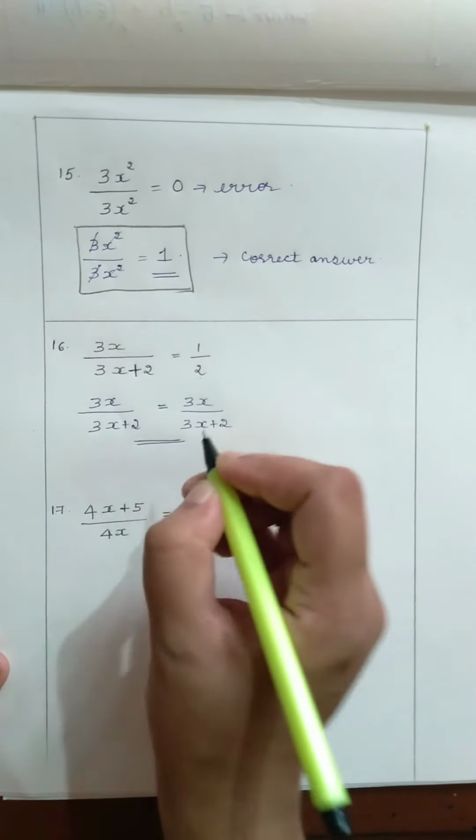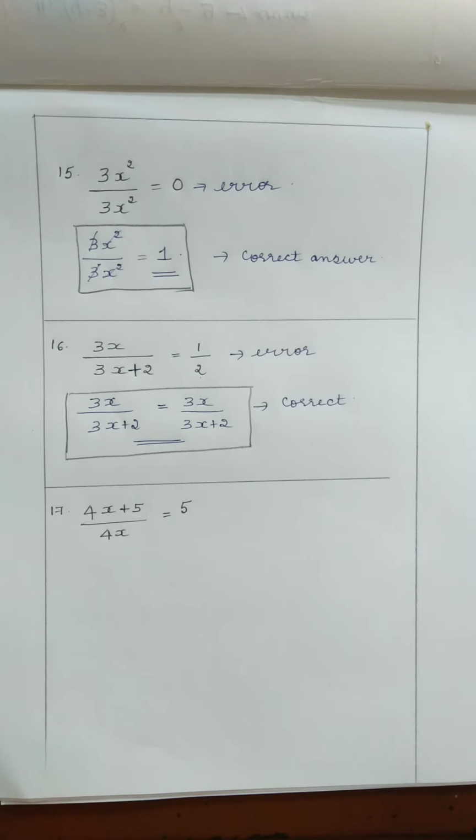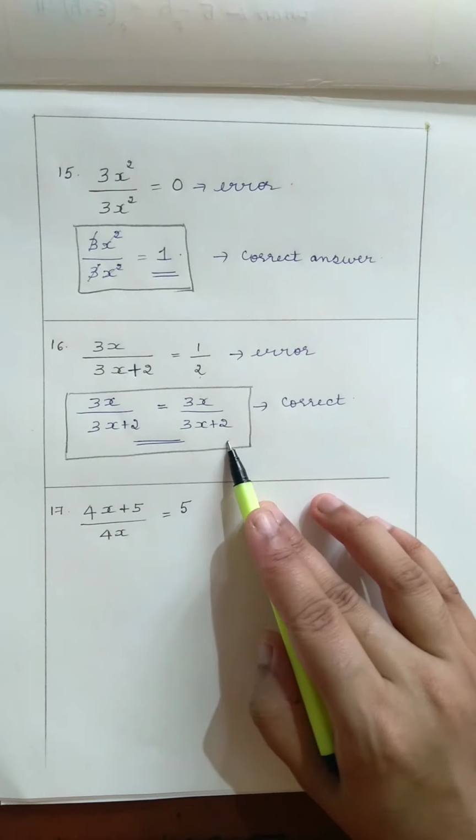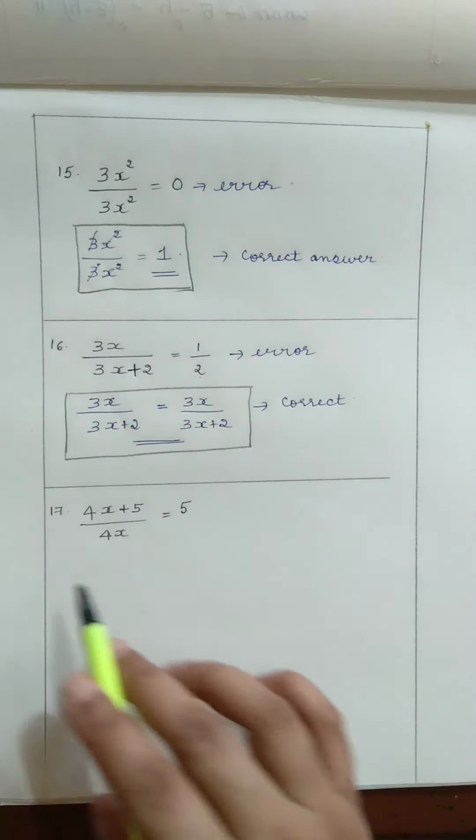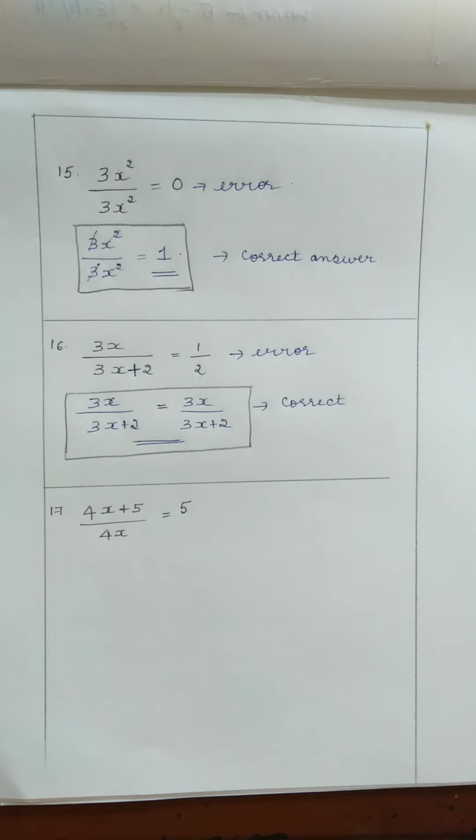This is the correct answer. Since we have 3x plus 2 in the denominator, therefore 3x by 3x plus 2 will be equal to 3x by 3x plus 2 only. This is the correct answer for the 16th problem. Next, consider the 17th problem, in which we have 4x plus 5 by 4x is equal to 5.